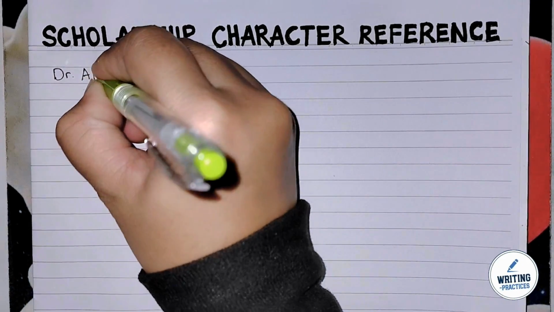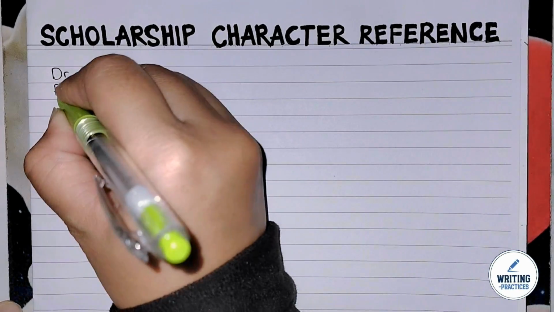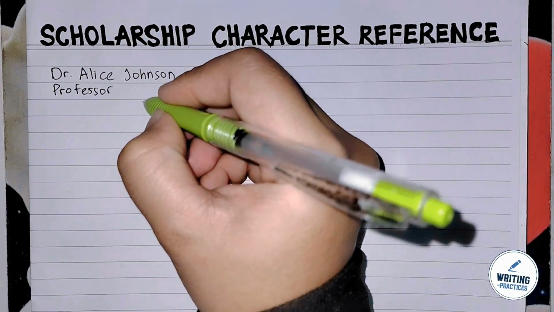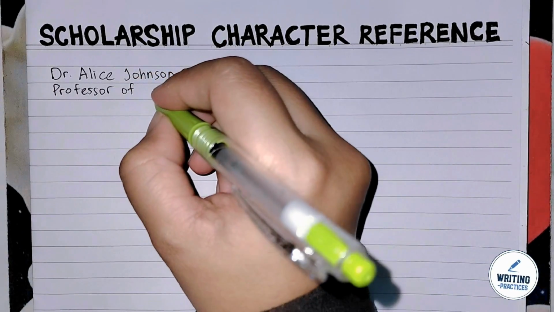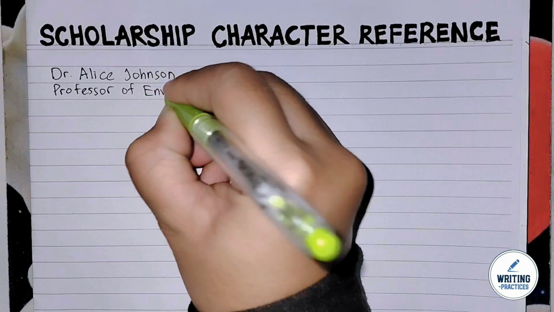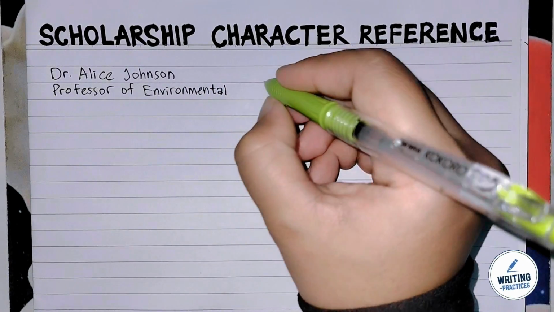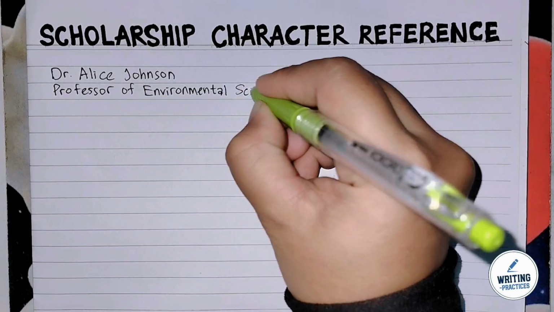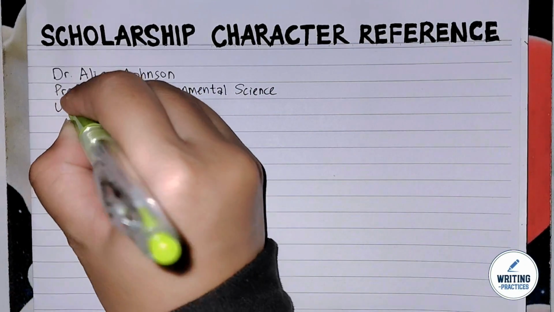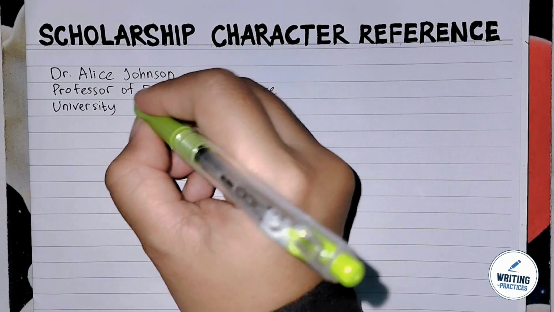Today, we are going to learn how to write a scholarship character reference letter. What is a scholarship character reference letter? A scholarship character reference letter is a formal document, written by someone who knows the scholarship applicant personally or professionally, such as a teacher, professor, employer, or mentor. The purpose of the letter is to provide a character reference, highlighting the applicant's personal qualities, such as integrity, work ethic, leadership, empathy, and overall suitability for the scholarship.